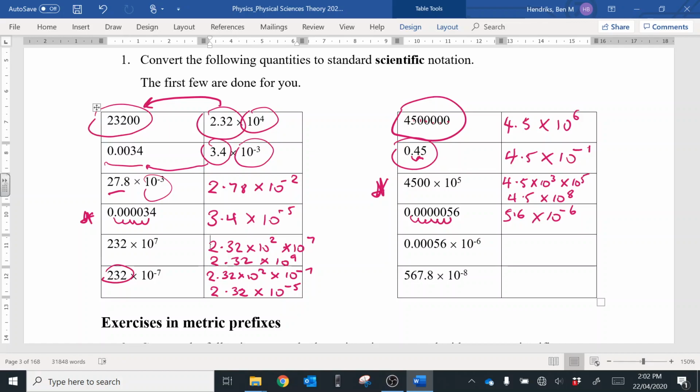Okay, now let's do this one in one step. We've got 1, 2, 3, 4, so it's going to be 5.6 times 10 to the negative 4. Then if we add negative 6, it's going to be times 10 to the negative 10. So this one here was 5.6 times 10 to the negative 4, and then we subtract a further 6 to get to 10 to the negative 10. This one here becomes 5.678 times 10 to the 2, so overall it's going to be 5.678 times 10 to the negative 6.